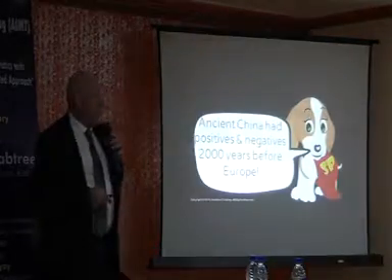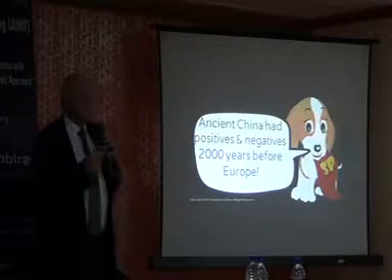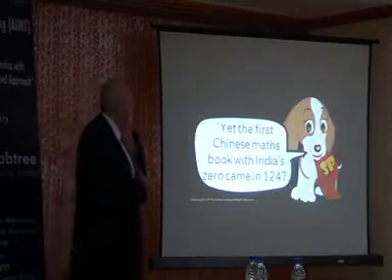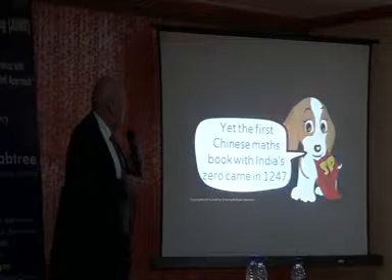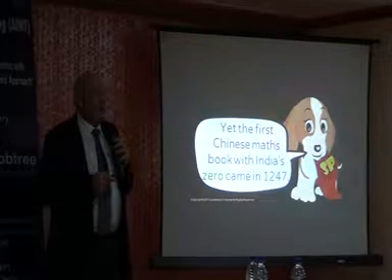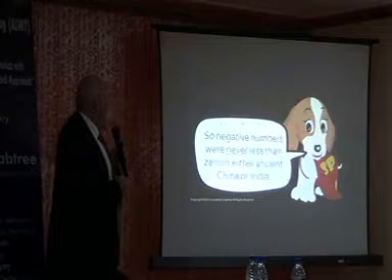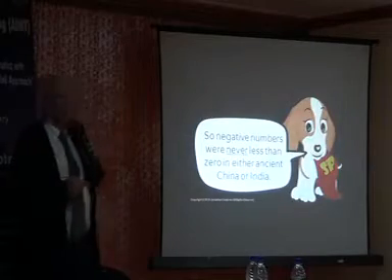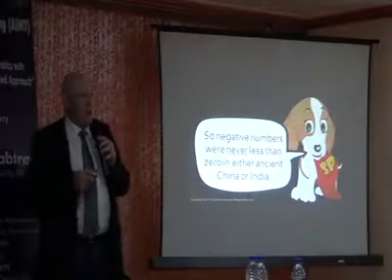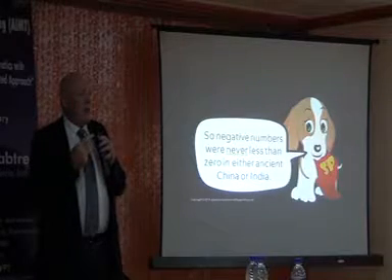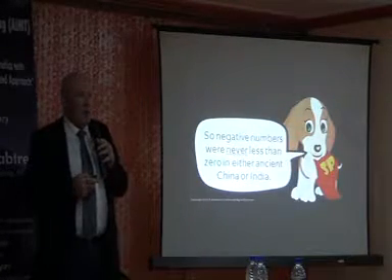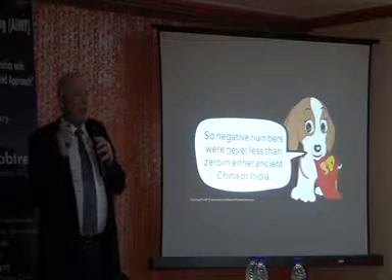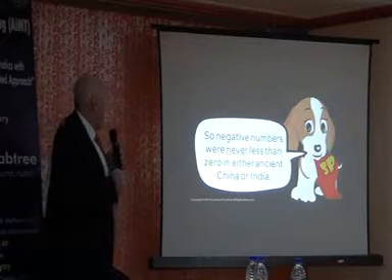So, ancient China had positives and negatives 2,000 years before Europe. That's a long time. Yet the first Chinese maths book with India's 0 came in the year 1247. So negative numbers were never less than 0 in either ancient China or India. And yet all around the world, people are saying negative numbers are less than 0. But that is an idea that came out of England, and that is a wrong idea. It does not fit with physics.